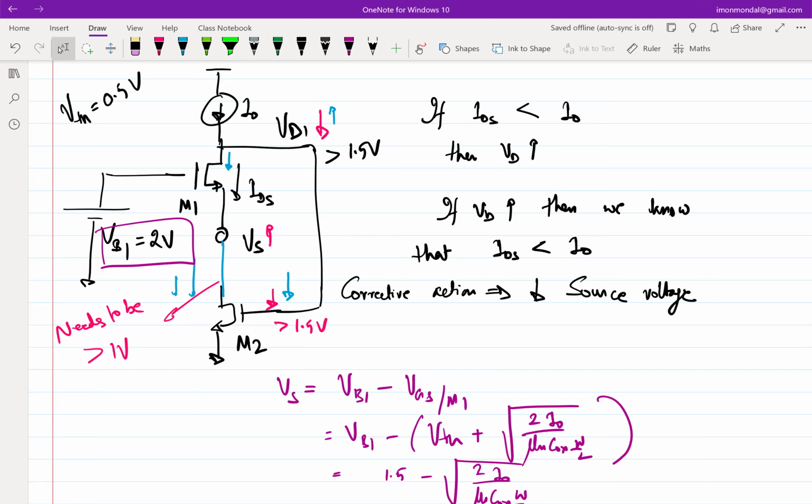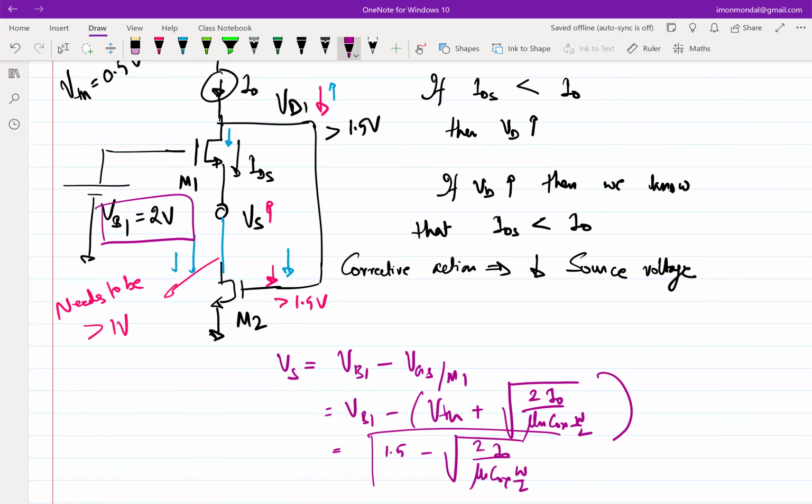So for some reason, you did this calculation and you found that Vs is not high enough, right? Vs is, let's say, 0.9 volt. You did this math and you found that Vs is 0.9 volt. Okay, so clearly, which transistor has a problem then? No, M1 is in saturation, right? M2 will have a problem, right? So M2 has a problem.